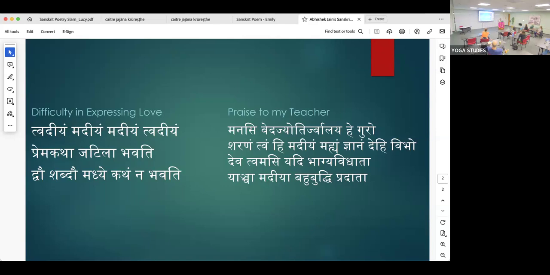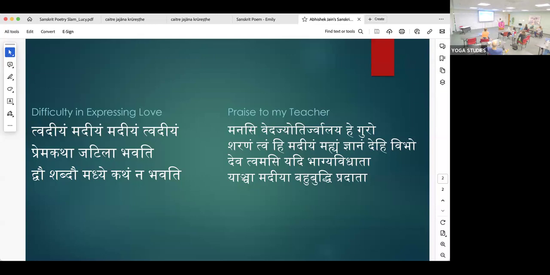So the first line here, Manasi Veda Jyotir. So as someone who knew nothing but learned from a teacher, and now out of devotion to teachers, oh teacher, I translated here, it's my rough translation. Oh teacher, illuminate the flame of knowledge in my mind.